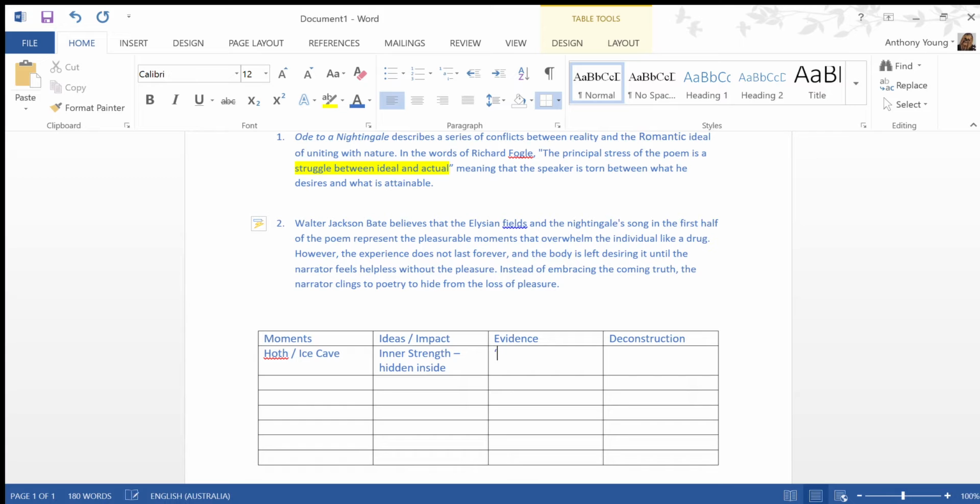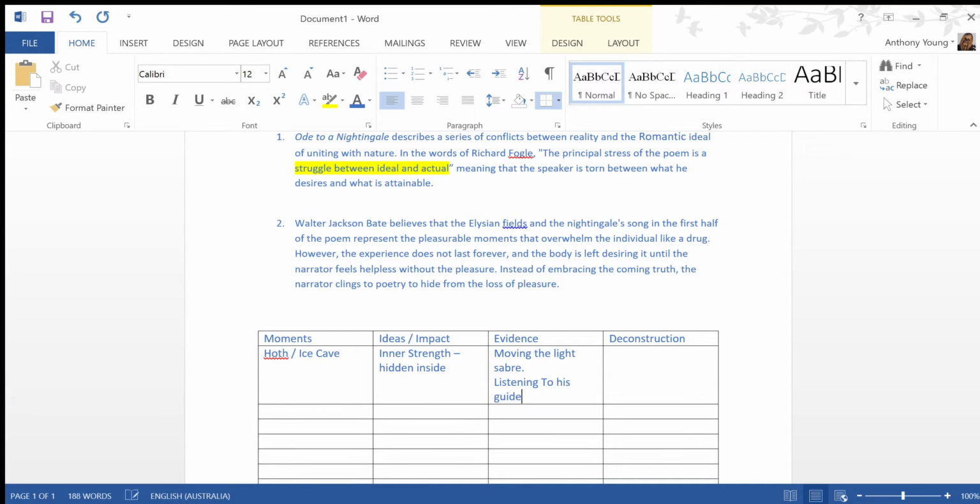Now the evidence is obviously a quote. So in this one, it might be a quote, it might be a line, it might be a word. In a film, you're more likely to use images. So in this one, it was, say, moving the lightsaber. Now I might have more than one. So I also had in there the evidence of the voice listening to his guide. Yeah. Okay.